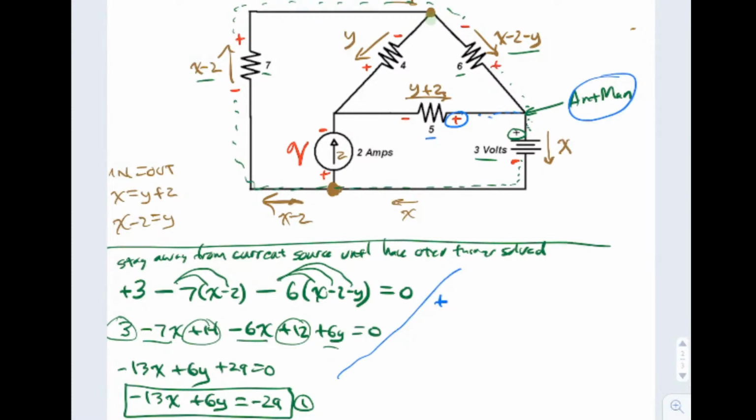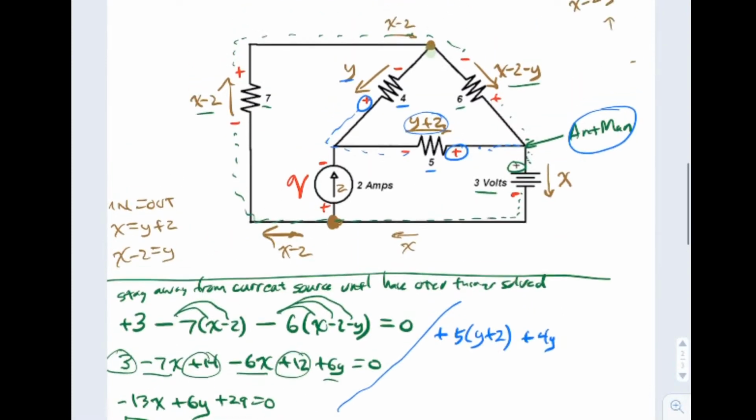That's not volts, but you multiply them together and it's volts. So that's a 5 times a y plus 2. Walk, walk, walk. I see a plus on the way in right there. I have to multiply the 4 times the y to get volts.